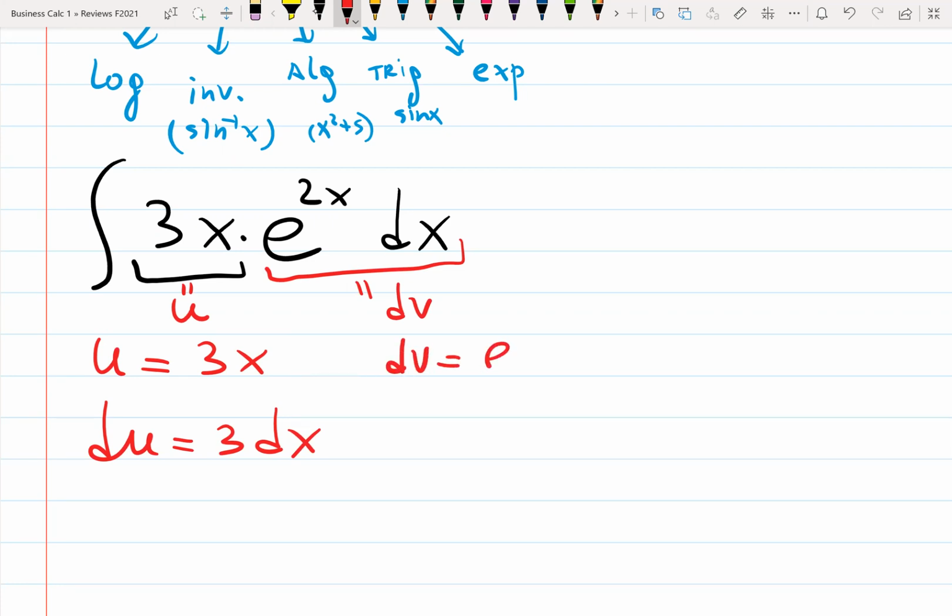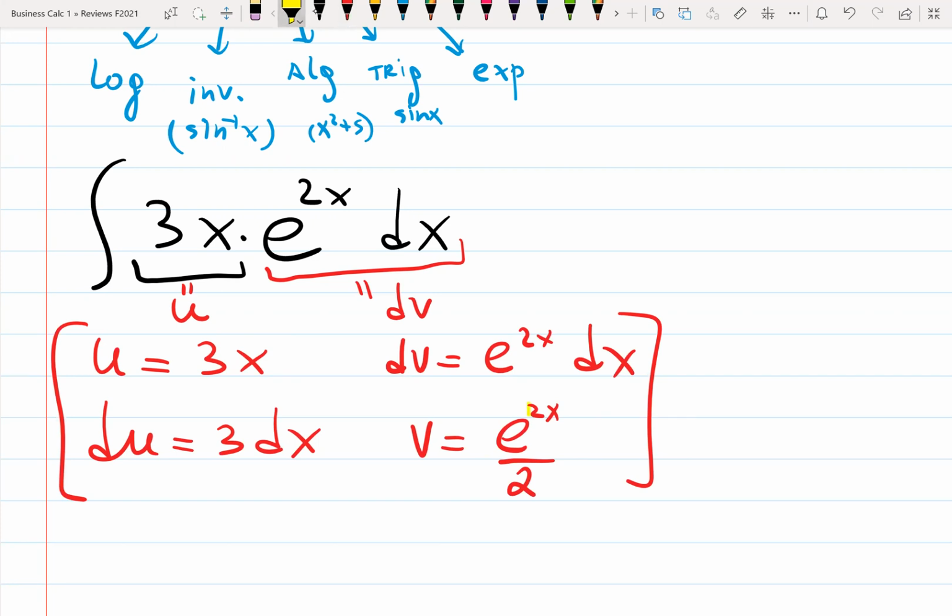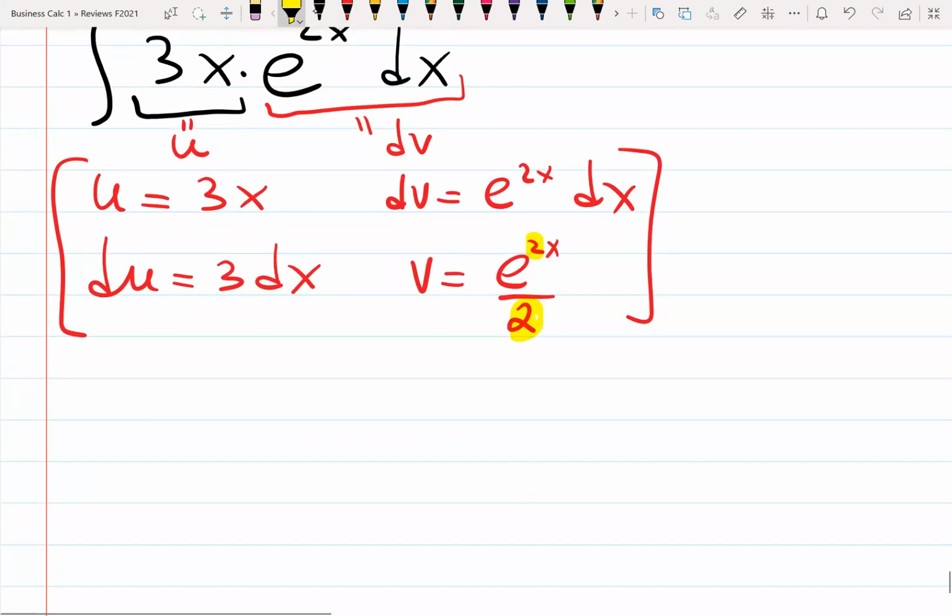dv is e to the 2x dx, and now you integrate. Integral of exponential function is exponential function, and then you divide by the leading coefficient if there is any. So I divided by 2. Let me highlight, divided by 2. That's a shortcut of u substitution.